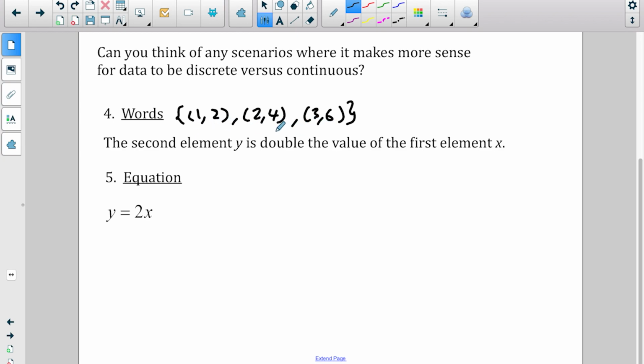We can do the same thing in a mathematical equation. With y is equal to 2x, all we are saying is that if we double our x value, then we would get a y value.